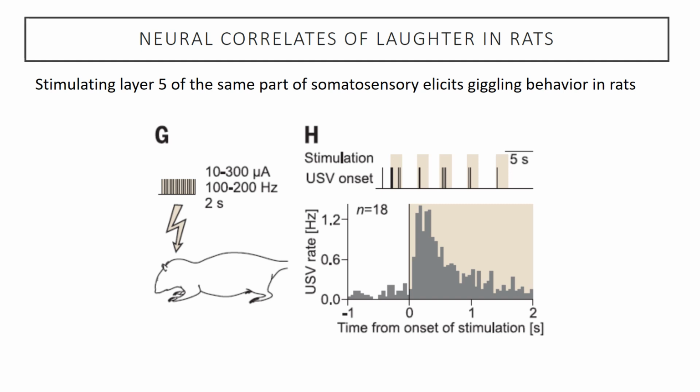Even crazier is that in these rats, they lowered this electrode into this area of the brain. And when they stimulated layer 5 of this same part of the somatosensory cortex, it elicits giggling behavior in rats. So that's what we're looking at here. So this is a series of stimulations. And then this is showing a change in the ultrasonic vocalization rate.